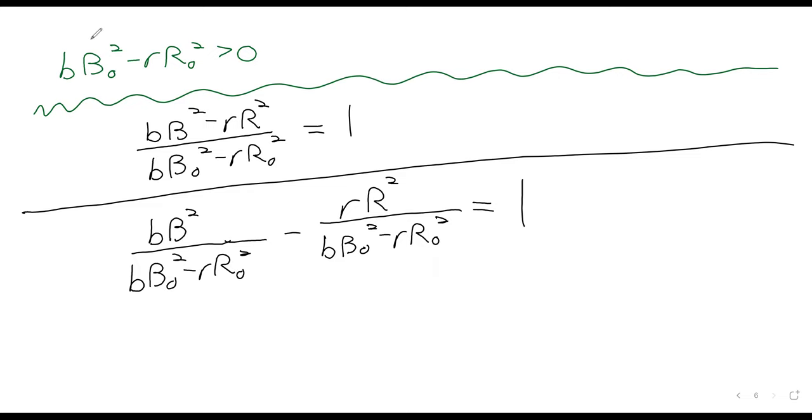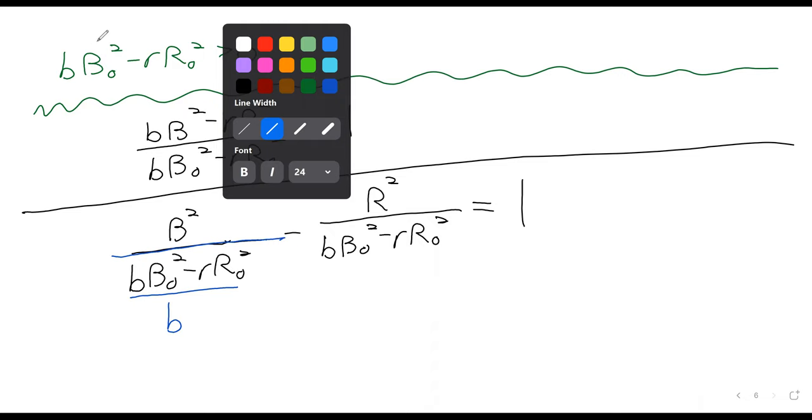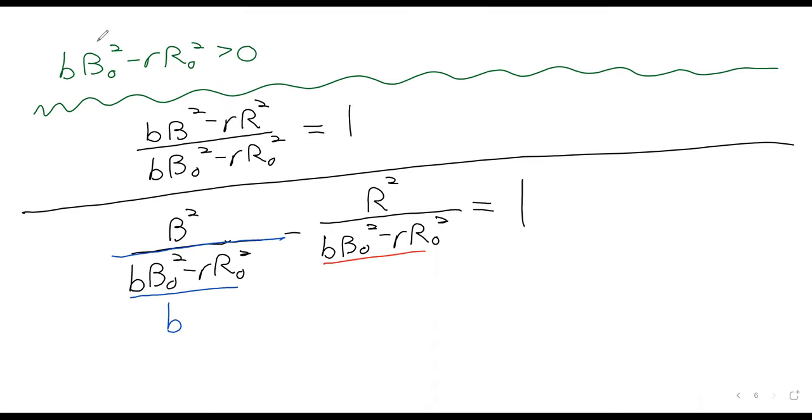So let's make this line a little bigger. In the bottom, we're going to have B. When we divide the top by B, it gets rid of it. And then over here, we're going to do the same thing with R. Divide the top by R. Divide the bottom by R.